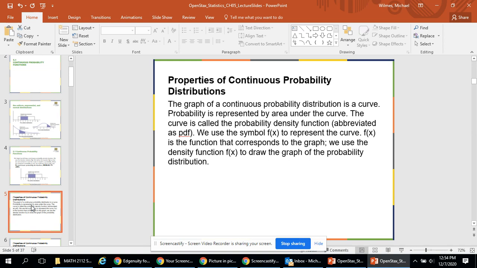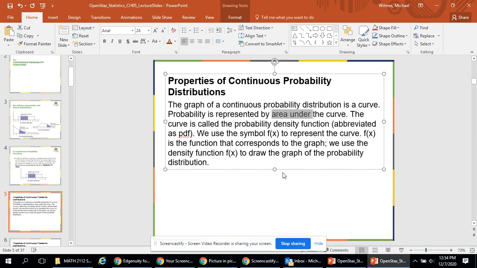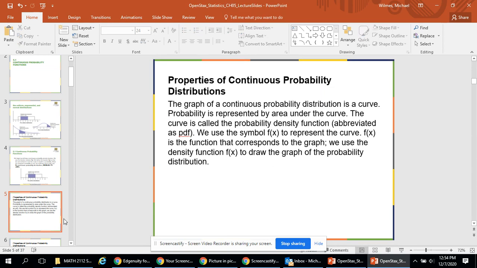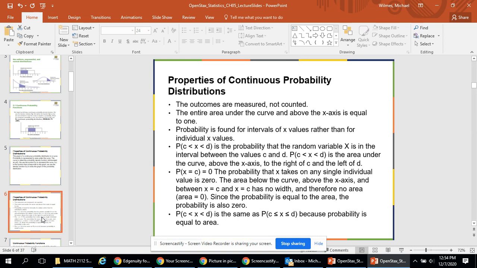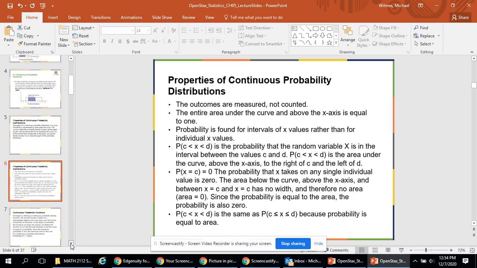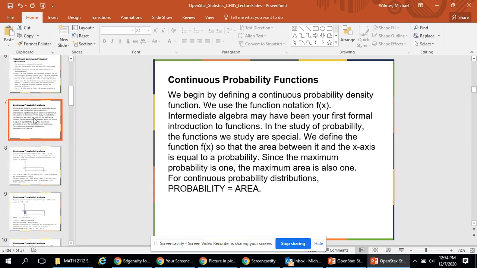All right, so here are some properties. We're going to be once again calculating the area under the curve. So everything here is measured. And we have some properties here. You can go ahead and read these if you want, but they're best shown by looking at some examples.